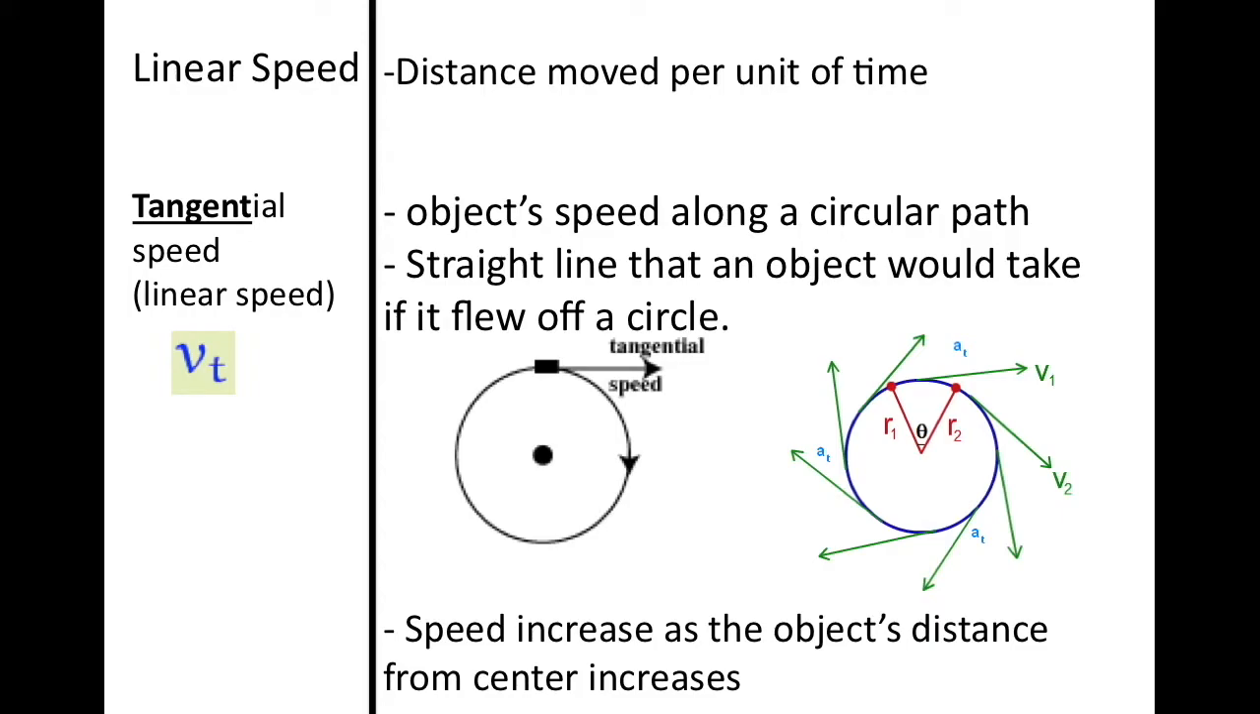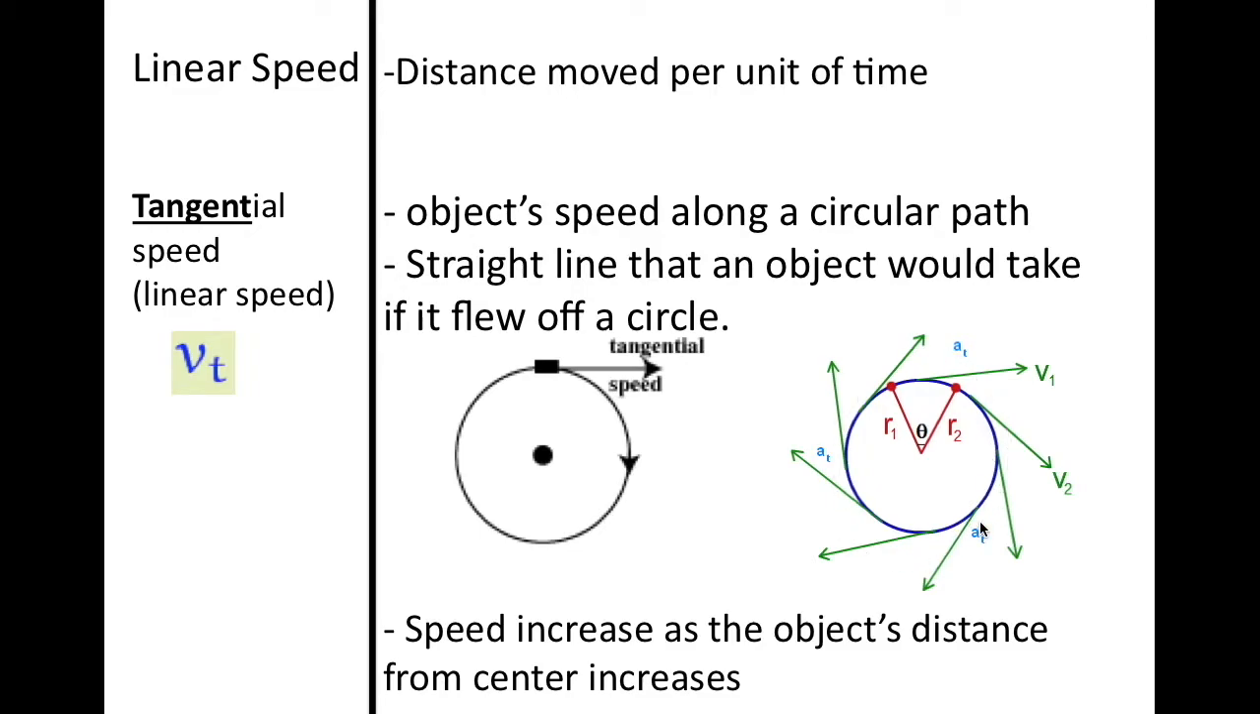Tangential speed is another word that we use for linear speed when we are talking about the object's movement, the object's speed along a circular path. It is a straight line that an object would take if it flew off of the circle. For example, here, if we have an object that is going around in a circle, if it were to be let go or released, it would actually travel in this direction. If it was let go a little bit further down, then it would travel in a straight line wherever it was released. And it can be shown here that these are the directions that the object wants to go, but something is pulling it inwards that is keeping it on this trajectory of a circular motion.